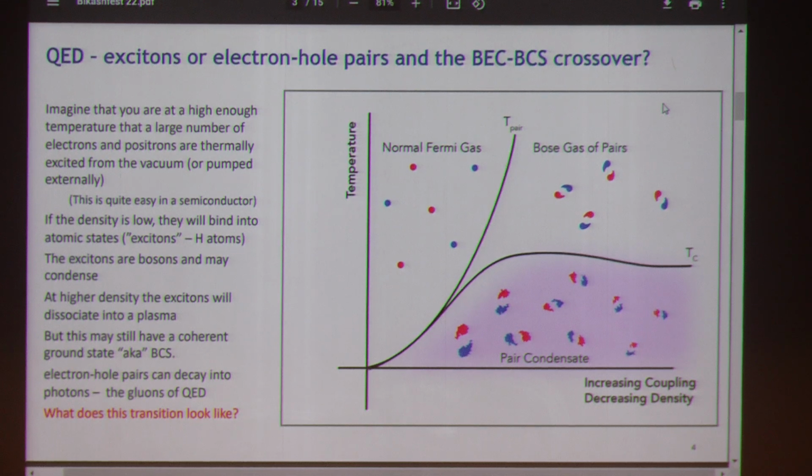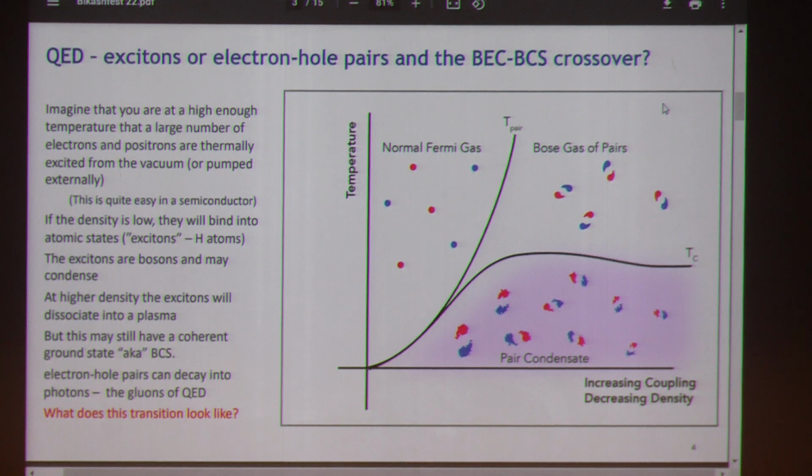Now, while that's quite difficult to do in free space, it's quite easy to do in a semiconductor. In a semiconductor, the threshold for creating electrons and positrons, or electrons and holes, is just the band gap of that semiconductor. And it's quite easy to imagine that you can have some pumped excitation of a high density of electron hole pairs. So in the low density limit, of course, an electron and a hole will bind together to make some kind of analog hydrogen atom. Those in condensed matter physics are called excitons.